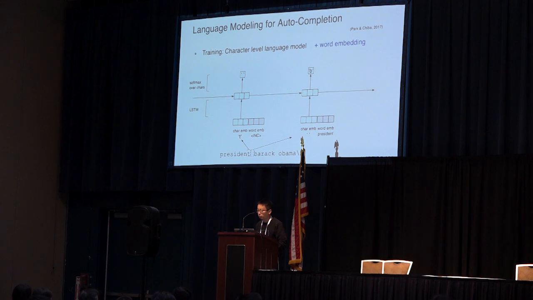They also incorporate the word embedding into it. Let's look at this example, the empty space. Whenever you see an empty space, it means that there is a complete word, so you can put the word, president, as the word embedding. For the other cases, you can just use a special token, incomplete word. By incorporating the word embedding, they're able to get a better result.